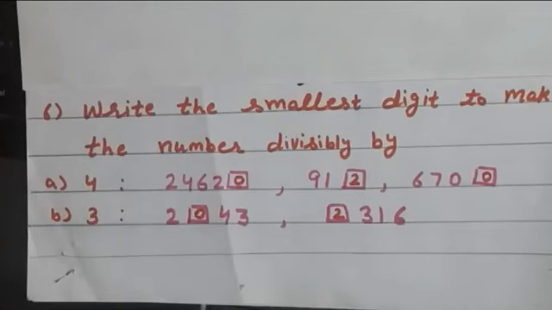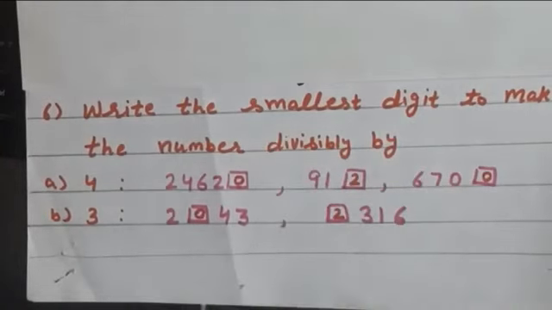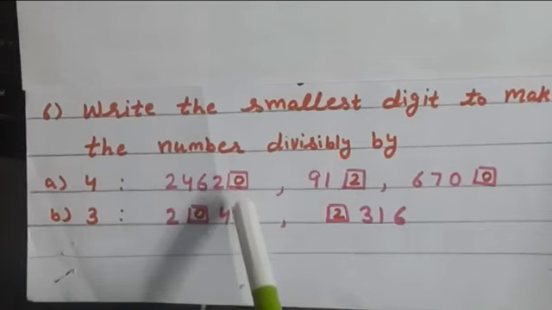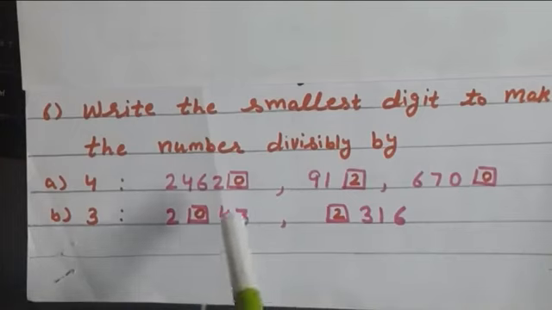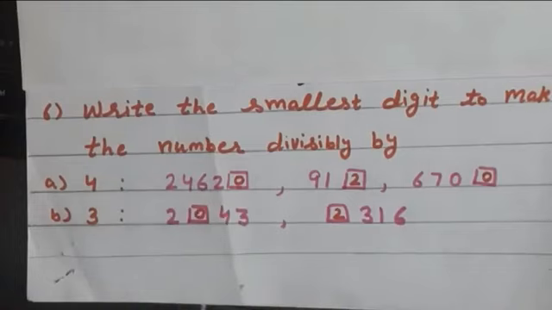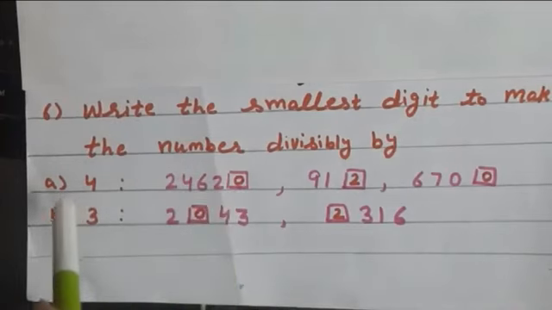Now our next question is: write the smallest digit to make the number divisible by 4 and divisible by 3. तो हमें एक प्लेस यहाँ पे एम्प्टी मिला है and we have to tell that smallest number which will help to let it divide by 4. Right? So divisibility rule of 4 says we have to check ones and tens place. Ones place we don't have any number but tens place is 2. अब हमें ones place पे एक ऐसा नंबर लिखना है so that when we are taking it with 2 it will be divisible by 4.